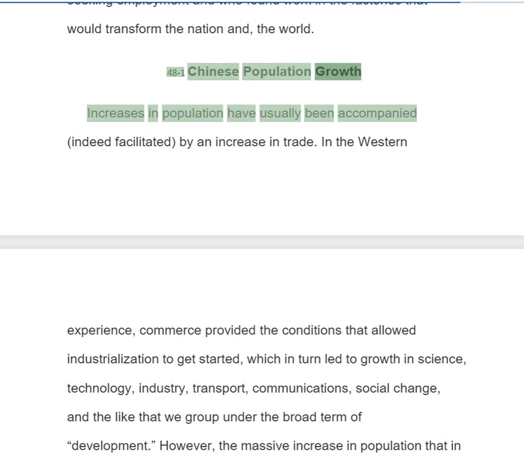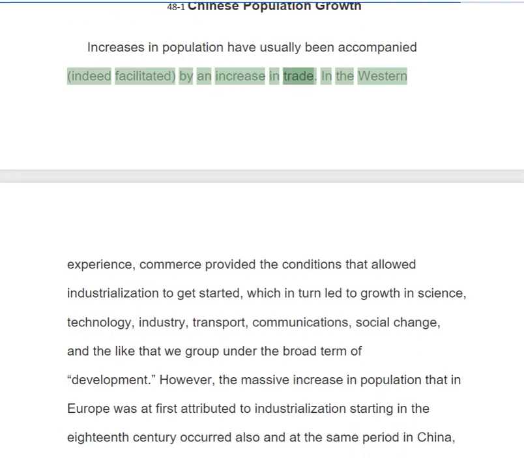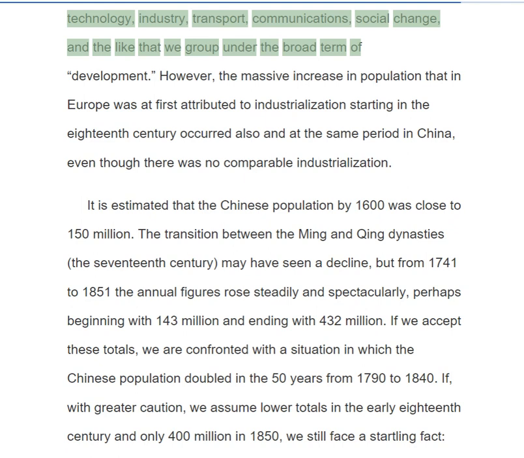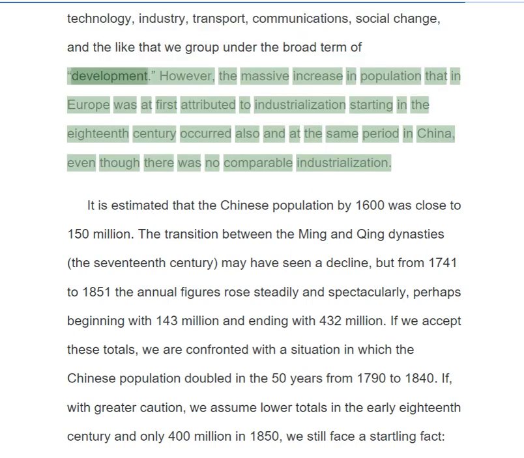Chinese population growth. Increases in population have usually been accompanied by an increase in trade. In the Western experience, commerce provided the conditions that allowed industrialization to get started, which in turn led to growth in science, technology, industry, transport, communications, social change, and the like that we group under the broad term of development. However, the massive increase in population that in Europe was at first attributed to industrialization starting in the 18th century occurred also and at the same period in China, even though there was no comparable industrialization.